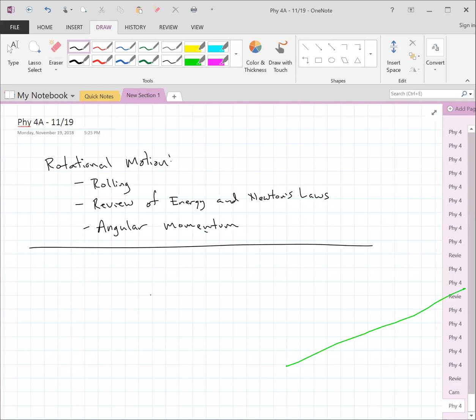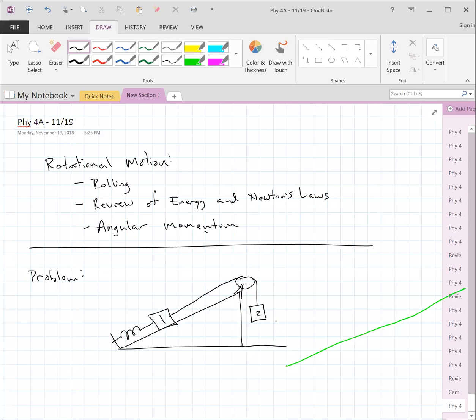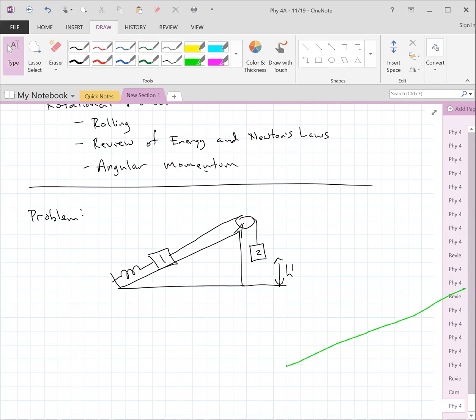I think we did this one last week. I hate to do the same problem again. How can we mix it up a little bit? No, let's throw a spring in there. How about that? That changes it a little bit. Okay, so what we have here is two masses.